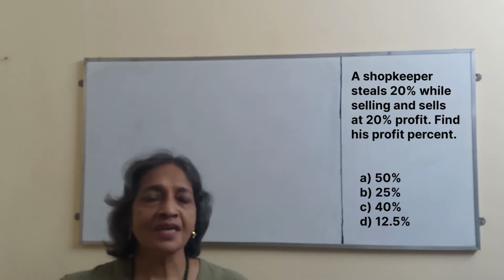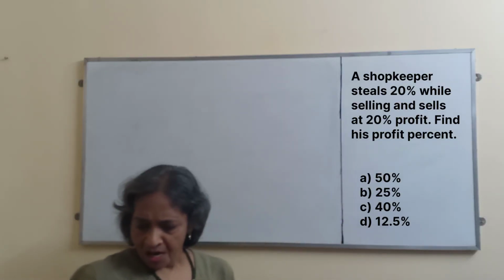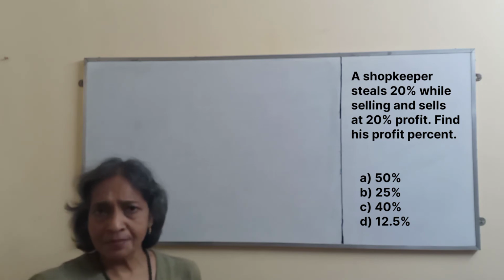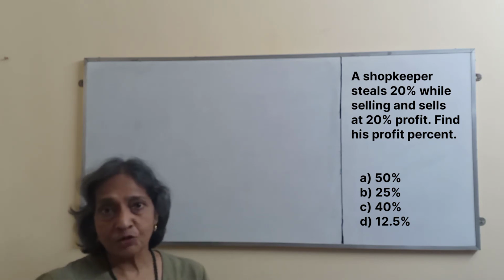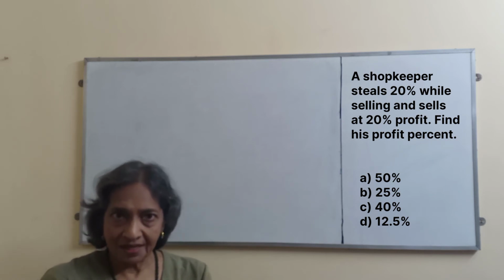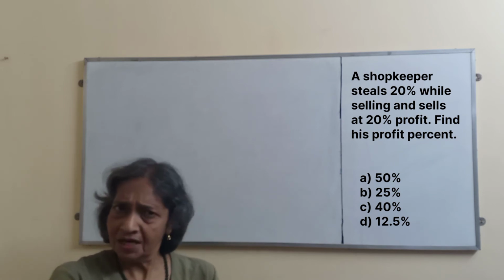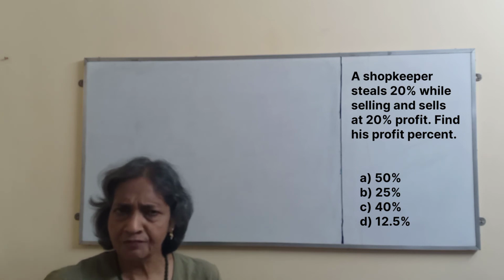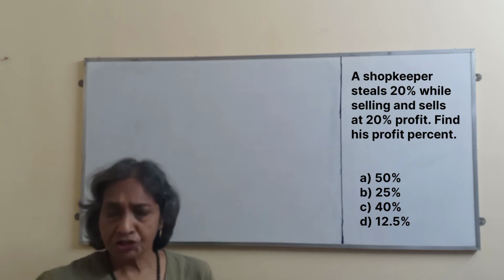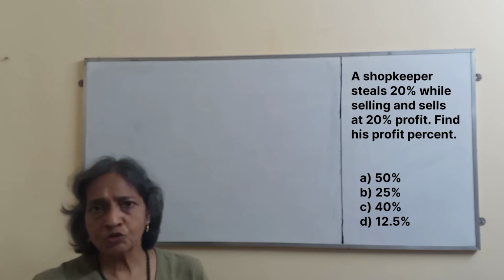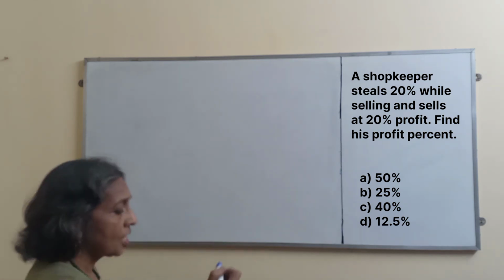Alright. The last sum for today. A shopkeeper steals 20% while selling and sells at 20% profit. Now see the wordings. We have done a similar sum earlier, but that was very straightforwardly worded. This is a little different now. A shopkeeper steals 20% while selling.